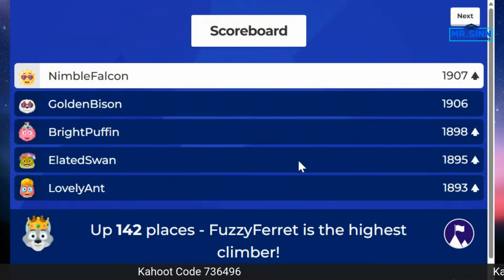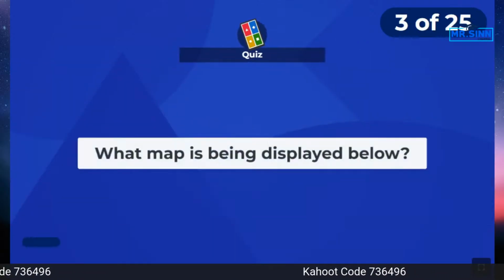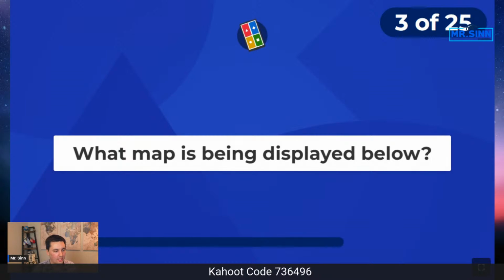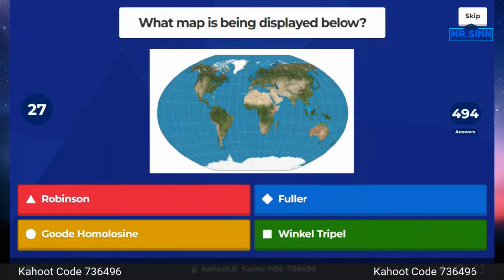Ooh, the Nimble Falcon takes the lead. All right, there we go. There we go. All right, what is the map being displayed below?